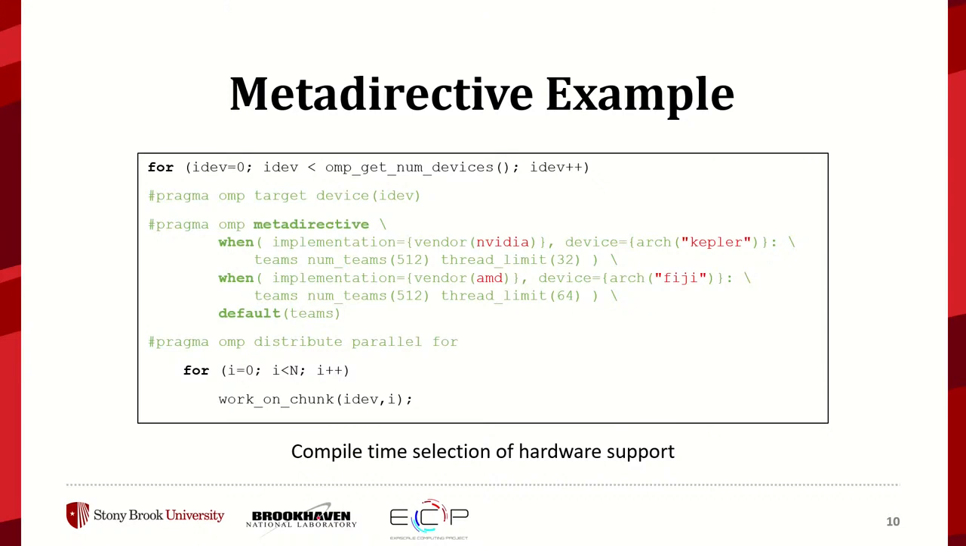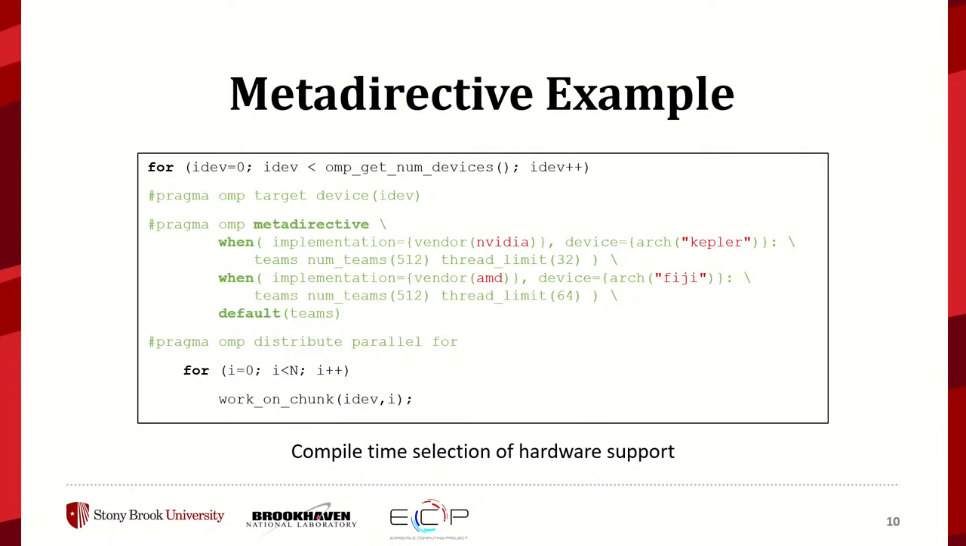Let us look at an example of metadirective, where it gives the user the ability to write multiple kernels, each specific for different devices, and the compiler then selects the required kernel during the compilation phase based on the available backend device. In this code, the implementation selector set is specified in the when clause to distinguish between AMD and NVIDIA GPUs. Additionally, specific architectures are specified with the device selector set.